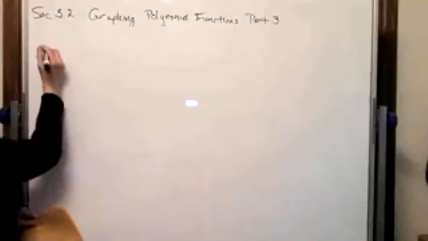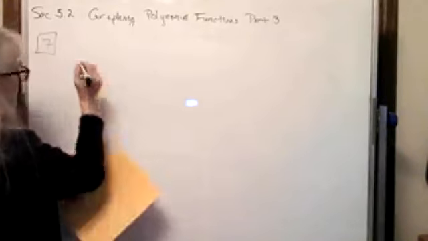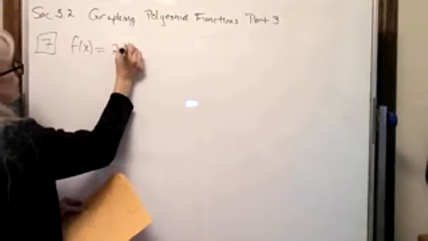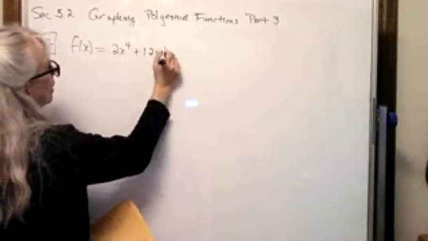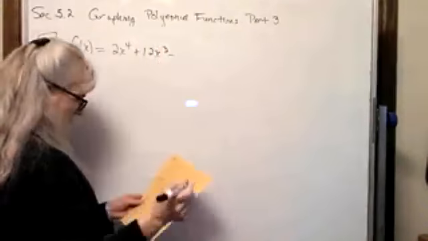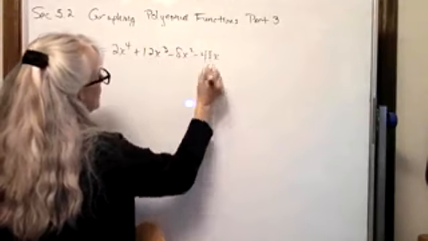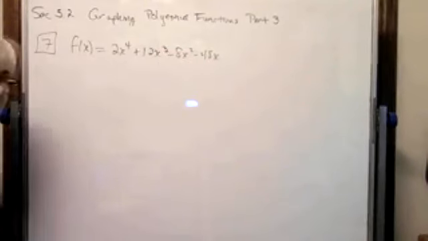So this is example 7. Example 7 says f of x is equal to 2x to the 4th plus 12x cubed minus 8x squared minus 48x. So when I look at that, don't freak out. You know what to do. Always look for that greatest common factor first.